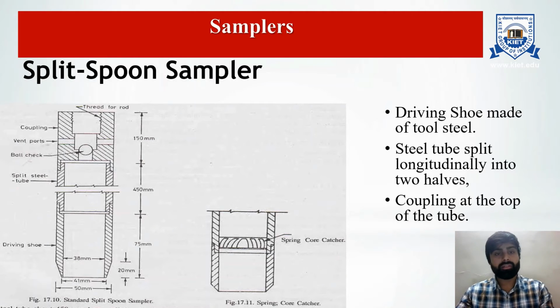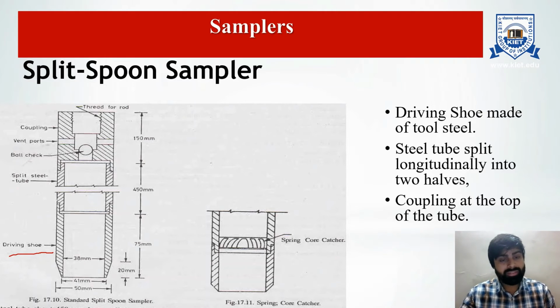Different types of samplers. The first one is the split spoon sampler. The most commonly used sampler for obtaining a disturbed sample of the soil is the standard split spoon sampler, and here in the figure, it is shown. It consists of mainly three parts: the driving shoe, made of tool steel about 75 mm long. The second part is a steel tube, about 400 mm long.